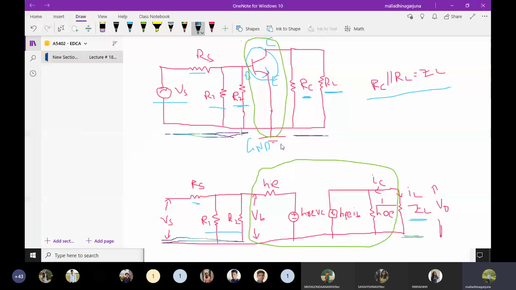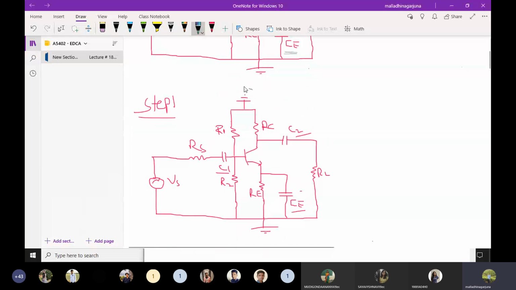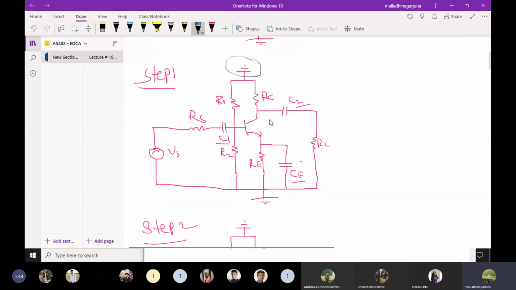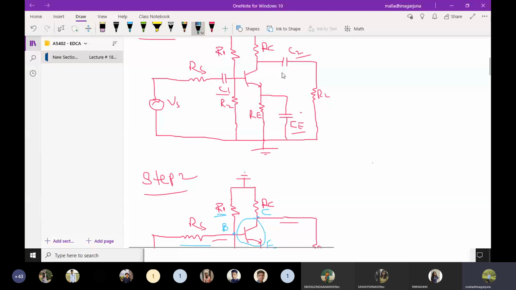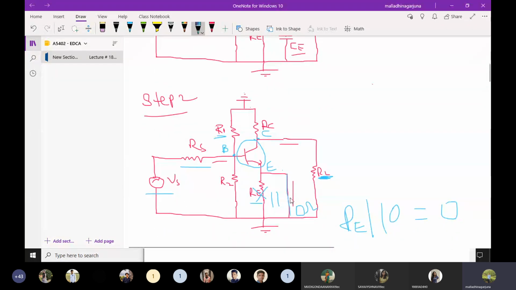I'll go back and come again. So this is the circuit diagram here. Step one is we replaced our VCC with the ground, so we kept the ground connection here in the place of it. Next, we replaced all the capacitors with short circuits, so all the capacitors are short circuited. The third one is to draw the equivalent circuit.